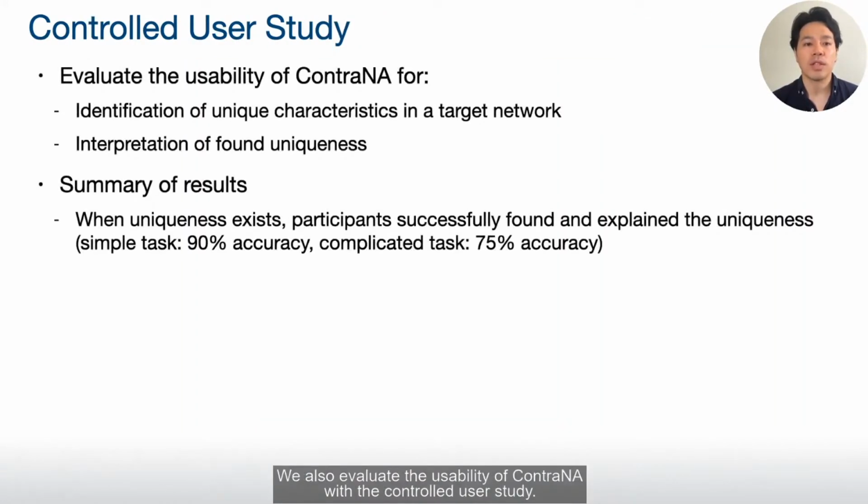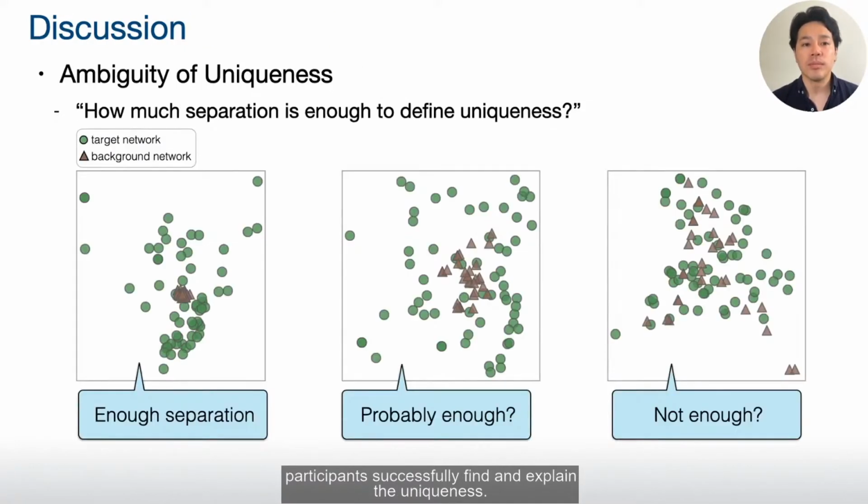We also evaluate the usability of Contrana with a controlled user study. Generally, the user study results show that when the target network has uniqueness, the participants successfully find and explain the uniqueness. I also want to share one important discussion from the user study. Some participants asked how much separation is enough to define the target network's uniqueness. This implies that we face some ambiguity when identifying the uniqueness.